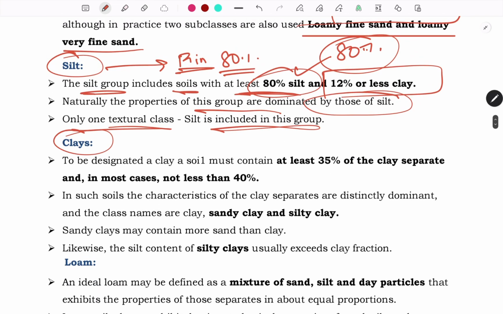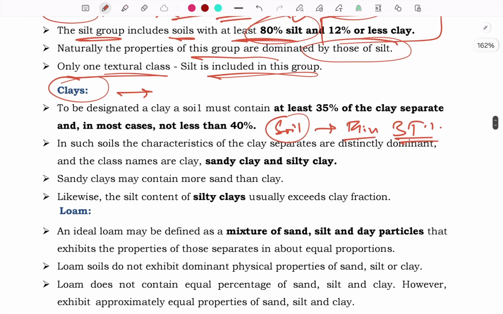Next is clay. If the soil contains minimum 35% of clay, then it is called clayey soil. Again in clay we can differentiate, that is clay, sandy clay and silty clay.